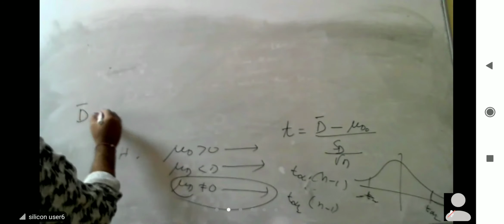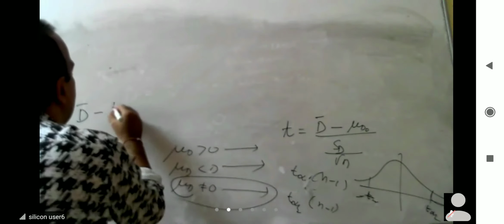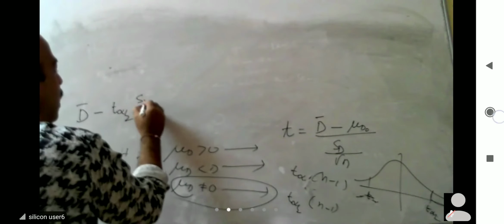Clear? Yes, sir. Then the confidence interval. What is the confidence interval? D bar minus what do I write? t alpha by 2, s t by square root of n, plus or minus.